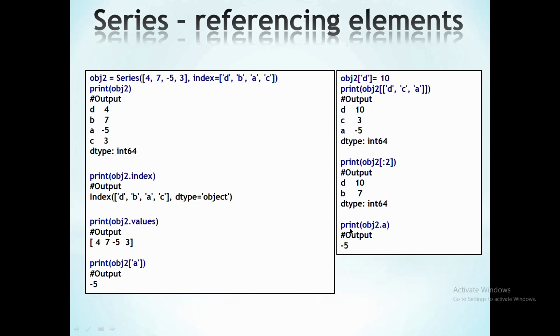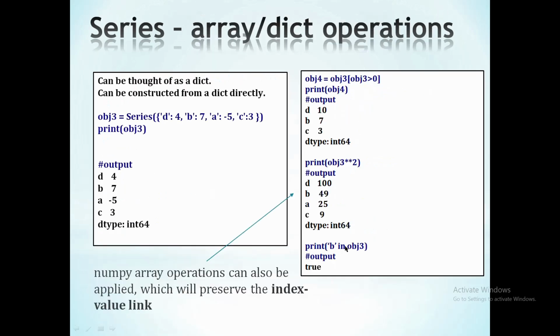Then when I want to print the individual values using the keys, here we are using the square bracket to refer to the key. You can also print the value using the dot operator, that is object 2 dot A, which refers to the key value, that is index value A. So we are getting the output minus 5.